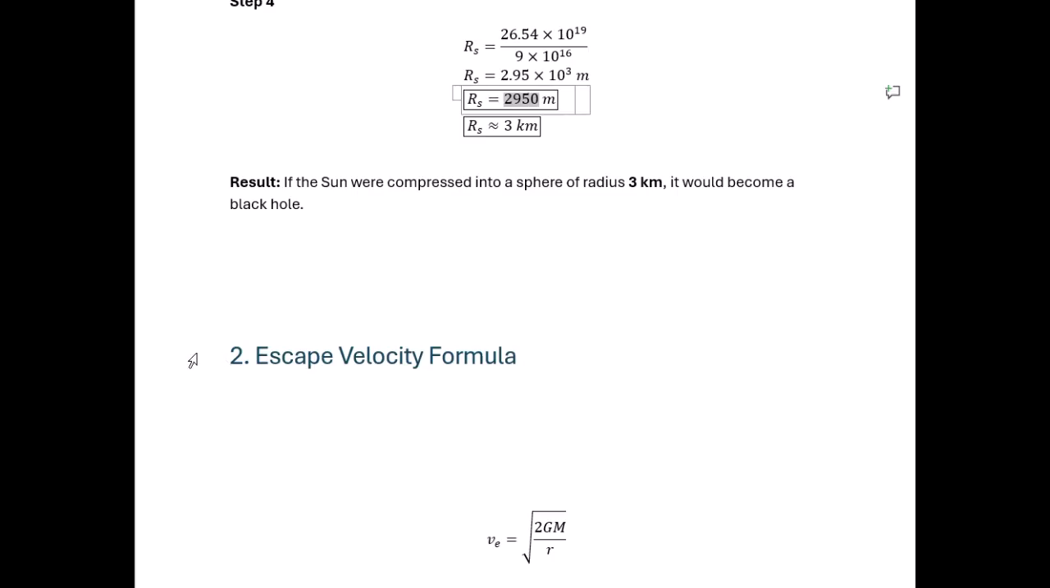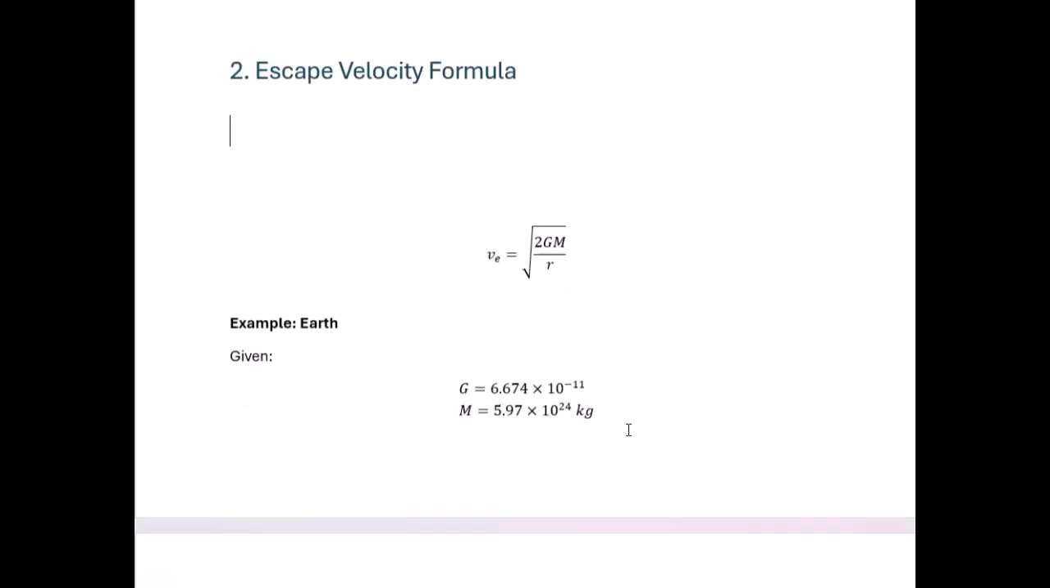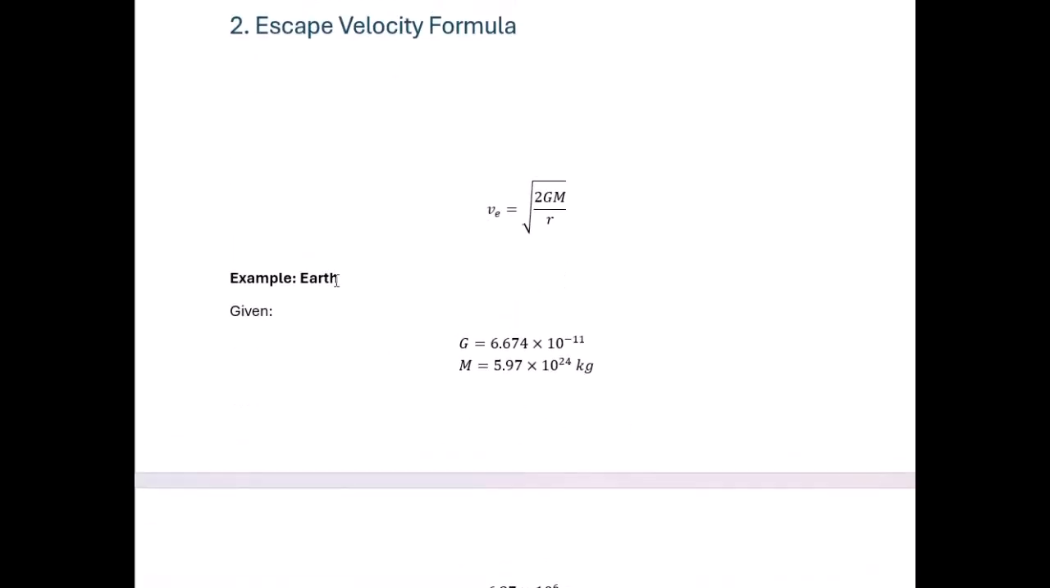Now the escape velocity formula. It's similar to the Earth's escape velocity. We will take the example of the Earth. R is the radius of the Earth, and V equals the escape velocity. This is the square root sign, and under the root we have 2 times the gravitational constant times the mass, divided by R.